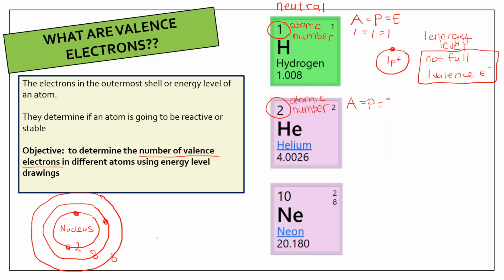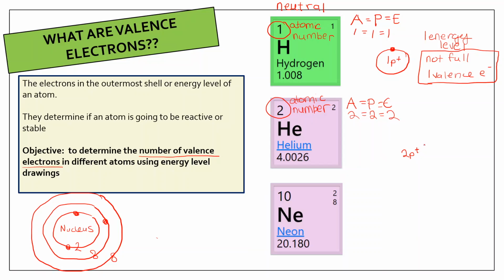And we could use the ABE strategy to help figure out how many electrons it is. So the atomic number is 2, means the protons are 2, and the number of electrons are also 2. So if we were to draw that out, we have an atom that has 2 protons. We're not going to be worried about the number of neutrons right now, just to keep things simple.